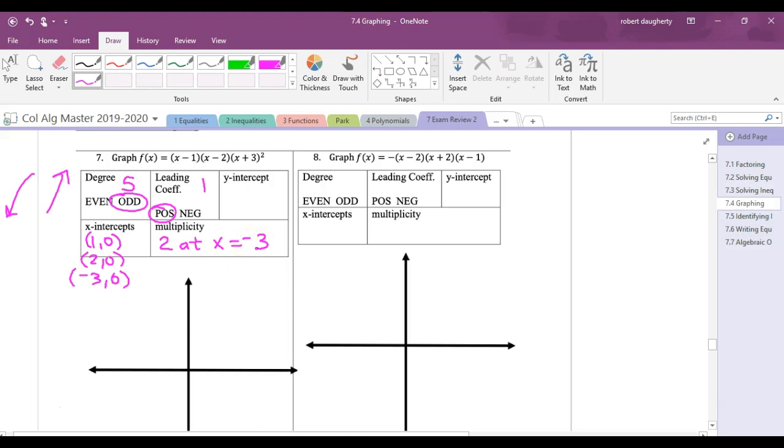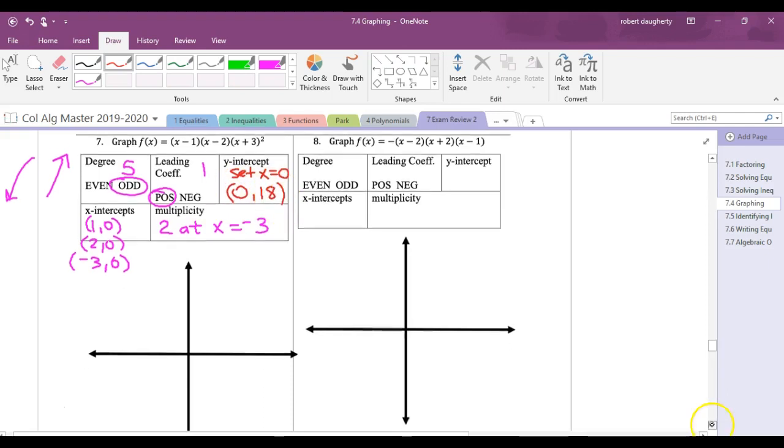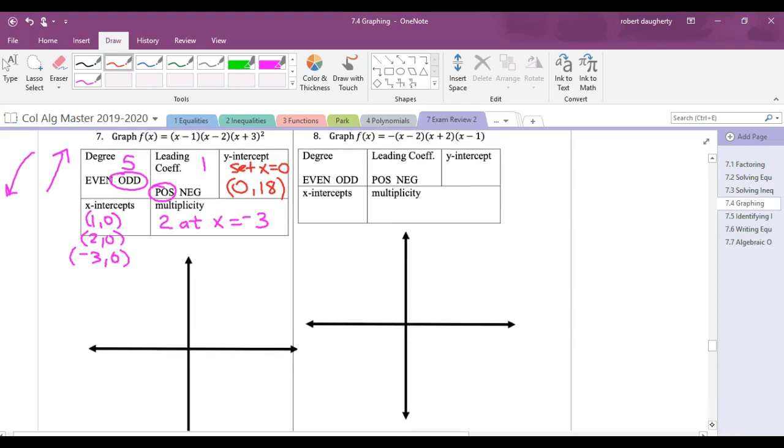What is the y-intercept? You get the y-intercept when you set x equal to 0. If you were to set x equal to 0 in this equation, you're going to get 9 times 2, you're going to get 18. So 0, 18 is going to be the y-intercept of this polynomial. That's enough to graph this. So at 0, 18, that's my y-intercept. Now, my x-intercepts, I do not cross the axis at negative 3.